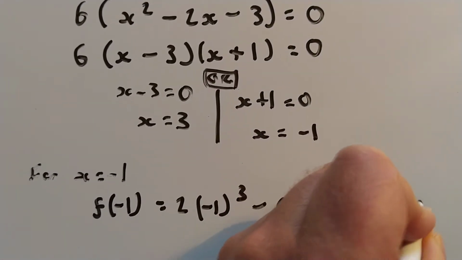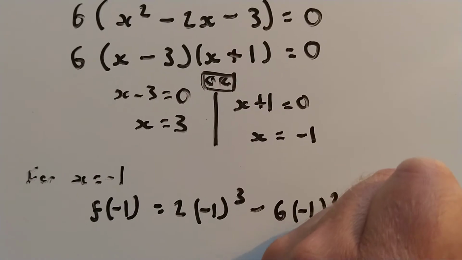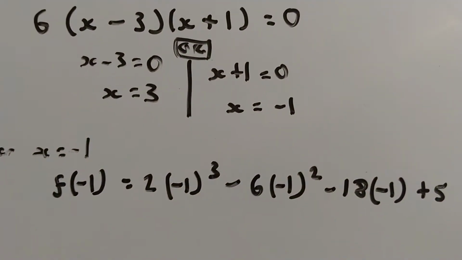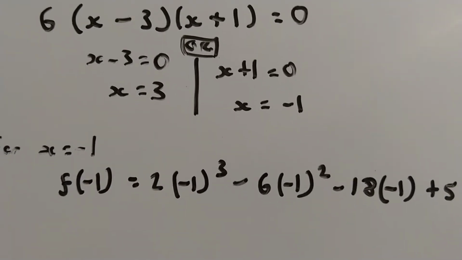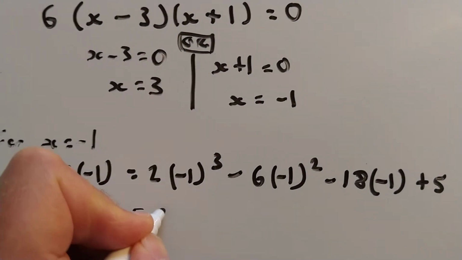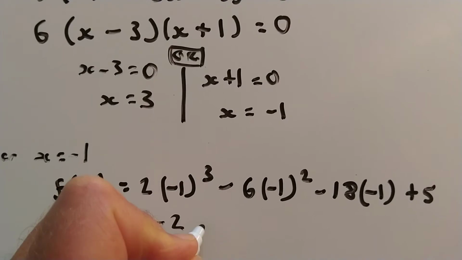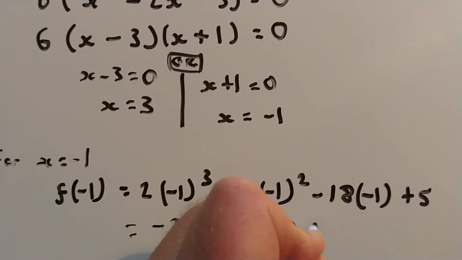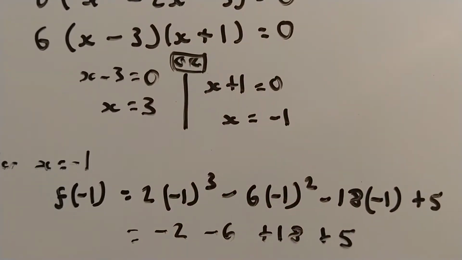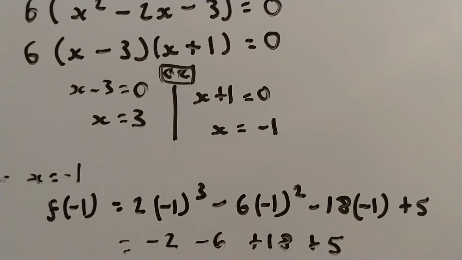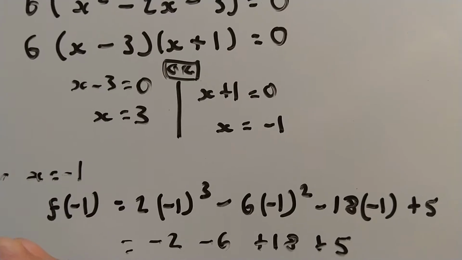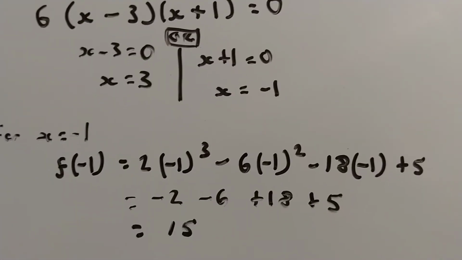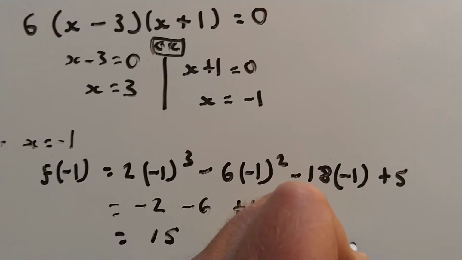Take away 18 times negative 1 plus 5. And if I process all that, then I'll say it's minus 2, take away 6 plus 18 plus 5 would be 15.